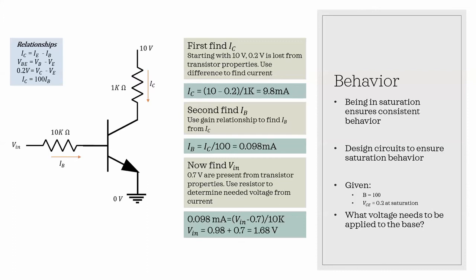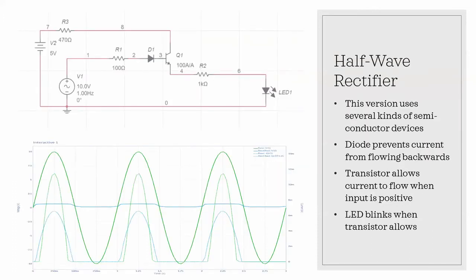So now we're going to go over a half-wave rectifier, which is a very common circuit that makes extensive use of diodes. And what this circuit does is it stops any negative current from flowing through to that LED on the side. It doesn't have to be an LED, it can be any other kind of component. LED is just for illustration.